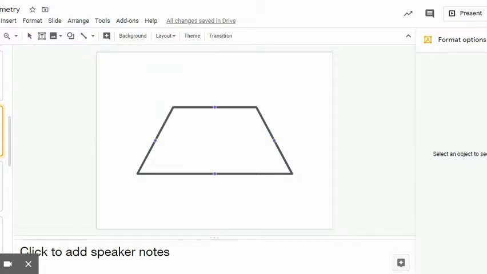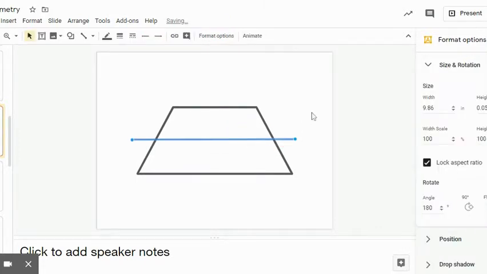So symmetry is when you can draw a line through a shape, and when you fold it, each side would be the same. So look at that line that I just drew. If I fold the top half of the shape over the middle line, will there be two exact pieces of the same size and shape? No, that is not a line of symmetry.